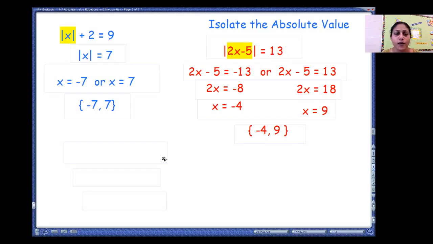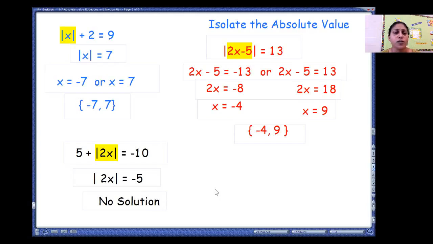So here's a third one. And here again we want to isolate the absolute value. That means you must now subtract 5 from both sides. When we subtract 5 from both sides, it's telling us that the absolute value of a number is -5. But that is not possible. Therefore, this one has no solution.